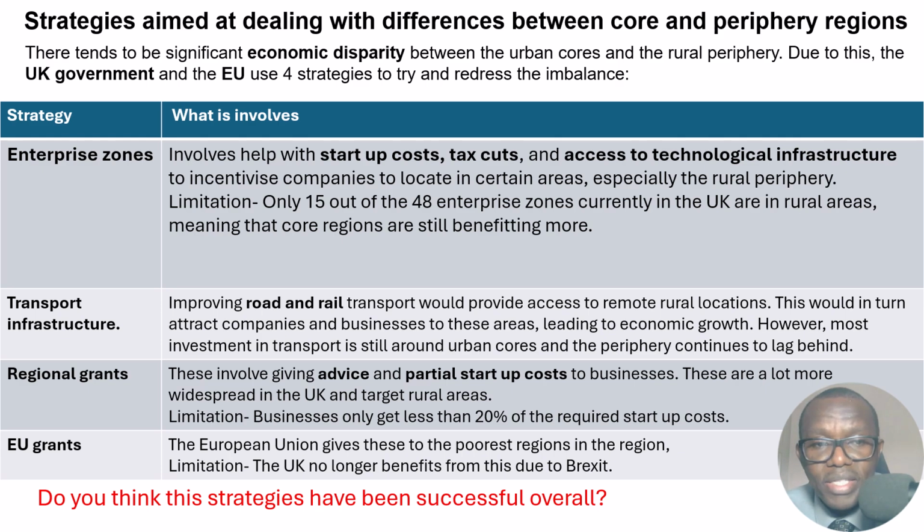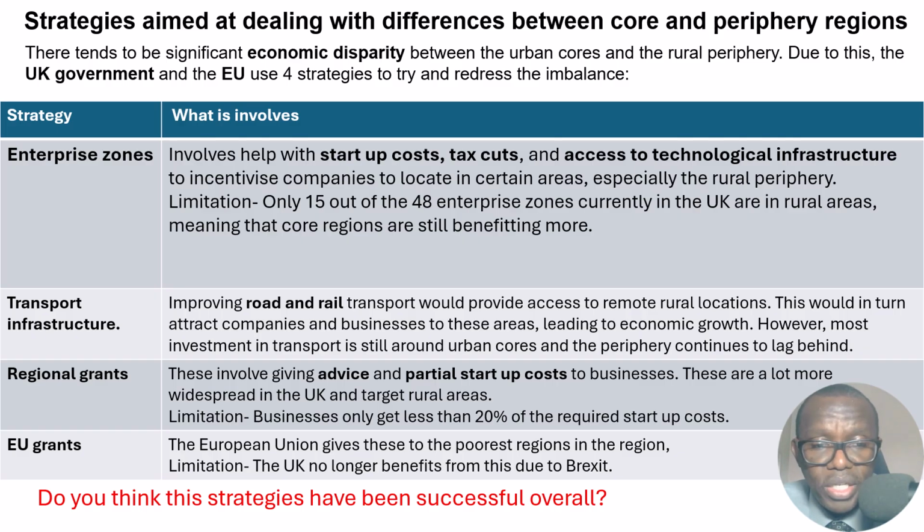The first one is enterprise zones. Now, these zones help companies with startup costs and give those companies tax cuts, and they also give them access to technological infrastructure. And all this is meant to incentivize them to locate in certain areas, especially in the rural periphery. However, these enterprise zones have been criticized because only 15 out of the 48 enterprise zones currently in the UK are in rural areas, meaning that the core regions are still the ones that are benefiting more, and therefore that imbalance is not really being addressed.